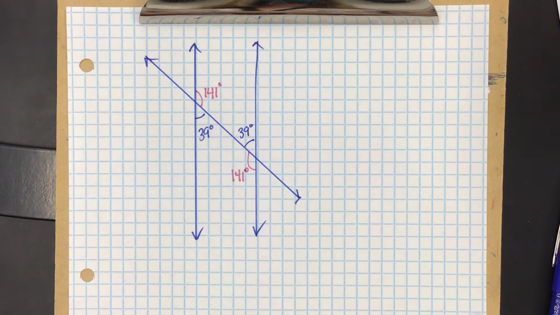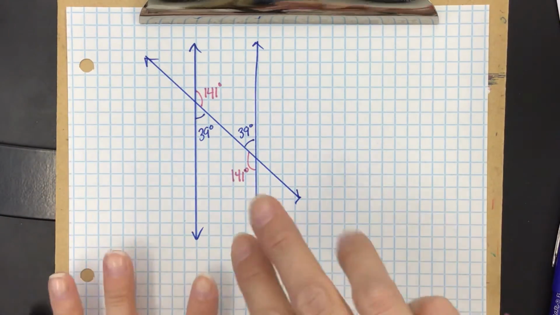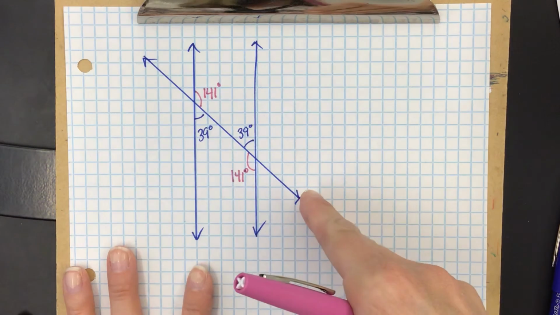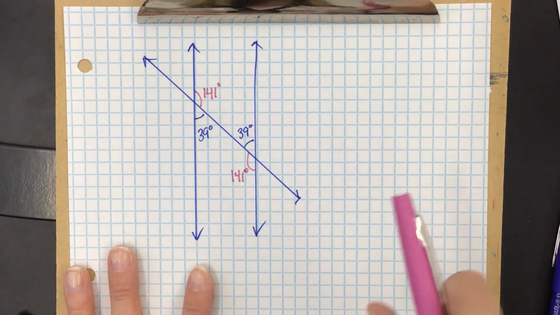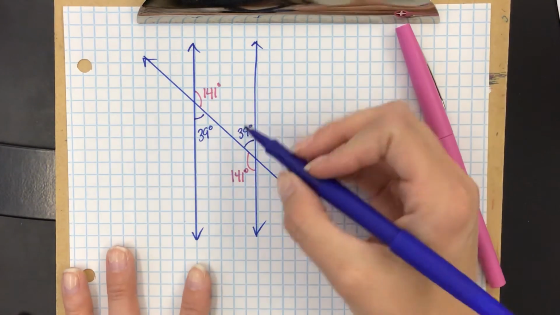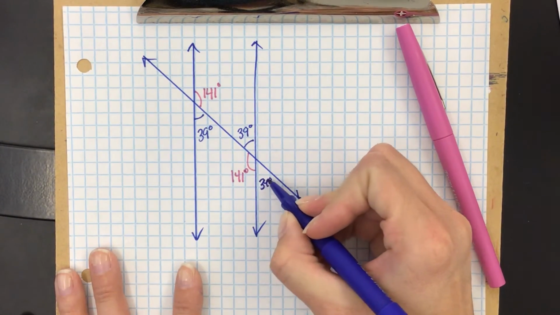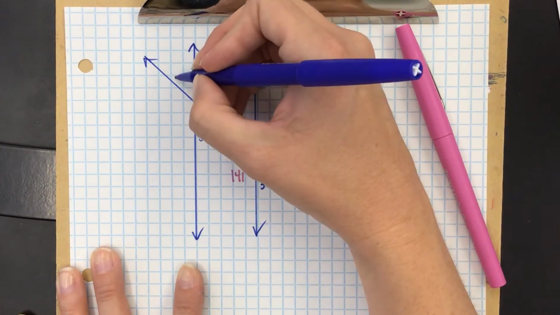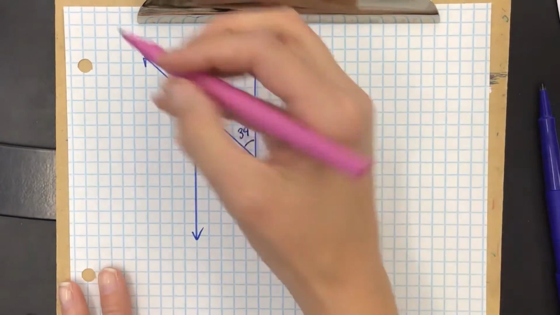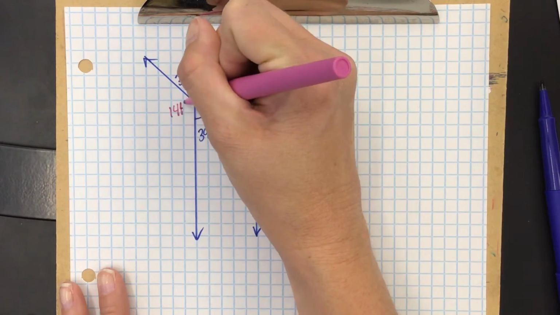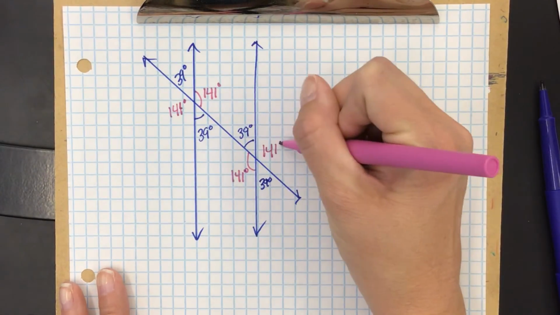How do you know that it's supplementary? How did I know that it was supplementary? Well, whenever you have this situation going on where you have parallel lines and a transversal, you only have 2 angle measures. They will all be one or the other. Okay, so like here, this is going to be 39 degrees because it's vertical. This is going to be 39 degrees because it's vertical. This will be 141 because it's vertical. This will be 141 because it's vertical.